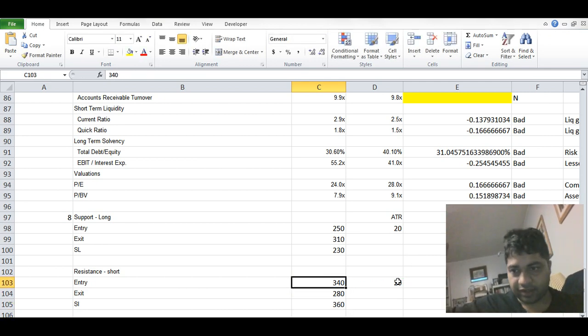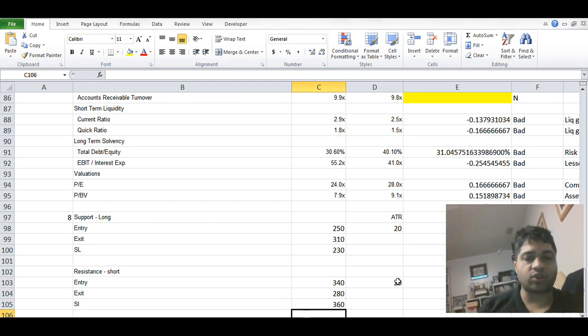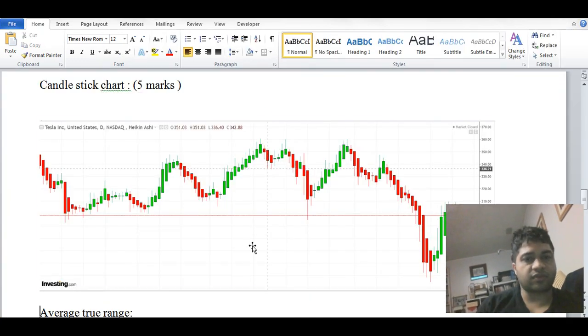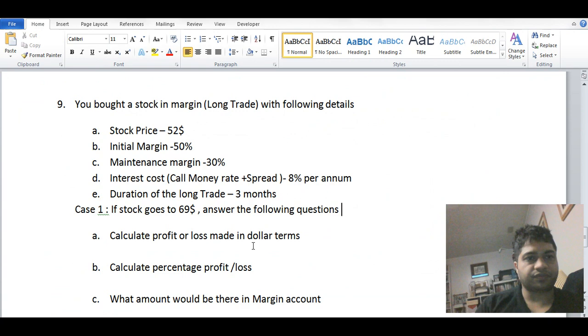So you are entering at 340. If it goes up and you start making losses, you will exit at 360. If it goes down, you will exit at 280 to make money. Risk is $20, profit is $60. 1:3 risk reward ratio.